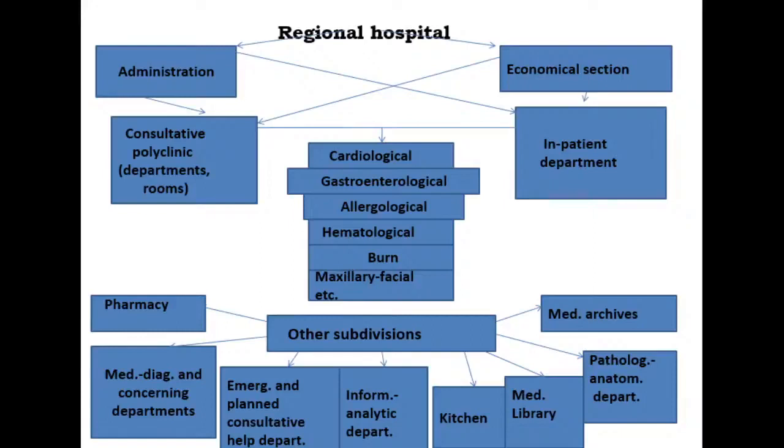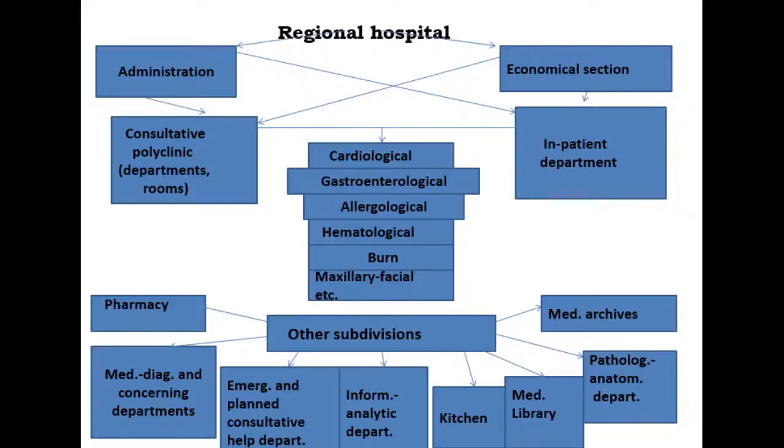That is why some beds are oriented for therapeutic, some beds for diagnostic, some beds for surgical. That is why obligatory there is a vice head for surgical help, vice head for diagnostic help, and vice head for medical help. This is three. Obligatory vice head for temporal disability, vice head for administrative work. That is why 5-6 vice heads participate for head of hospital at the level of the Republic. Very big economical section.